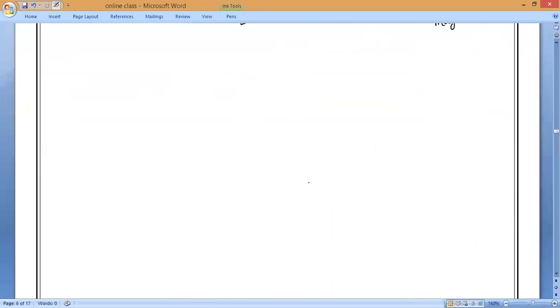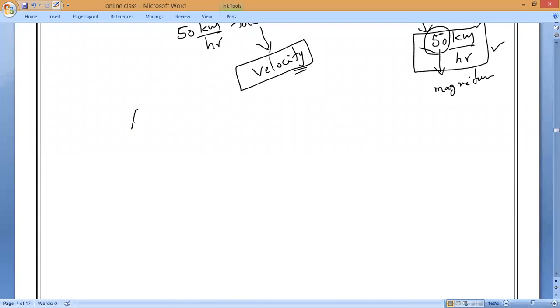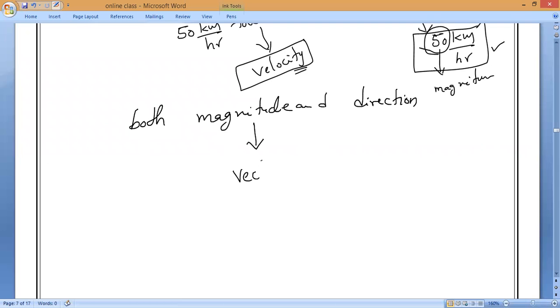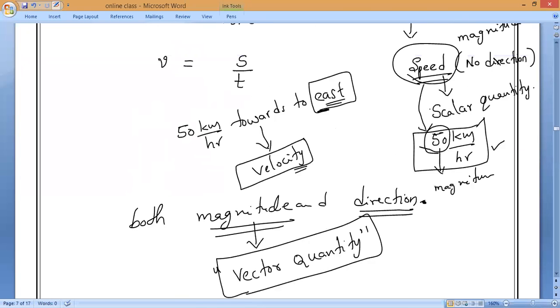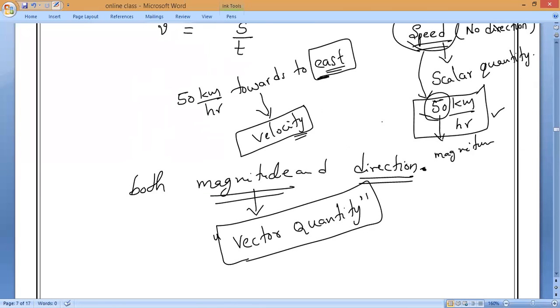So this is the major difference between velocity and speed. For velocity, we are talking about both magnitude and direction. So what is this quantity called? It is called a vector quantity. Why is it called a vector quantity? Because it has both magnitude and direction. Is it okay, everybody? Yes, please respond. So that is what you have to remember.